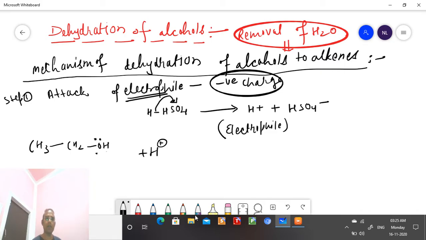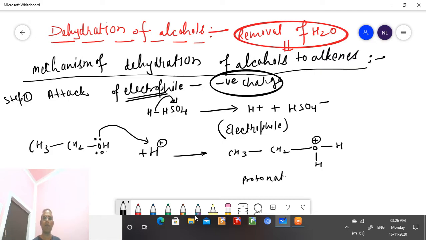Since there is a lone pair of electrons here, it can be easily attacked by an electrophile. This line shows the movement of electrons, but the attack of the electrophile is there, this is the electrophile. So what it will give is CH3CH2O, with a bond here, another bond here, and a positive charge here. Why? Because the electron is going from oxygen to hydrogen, and this is what is known as protonated alcohol, right?